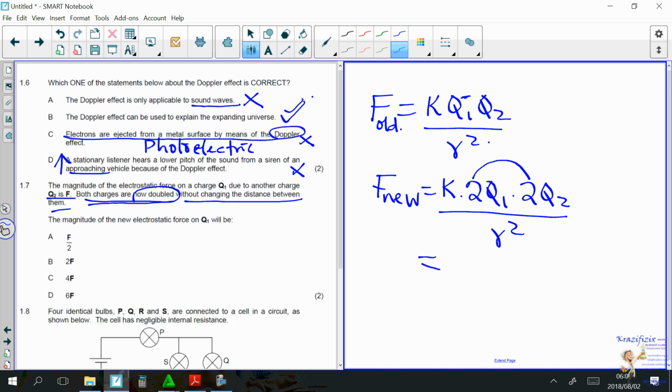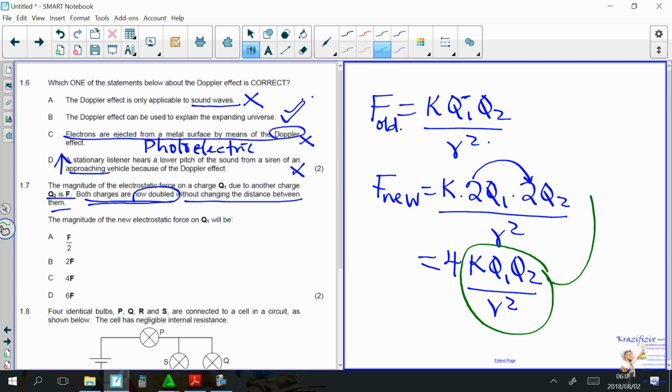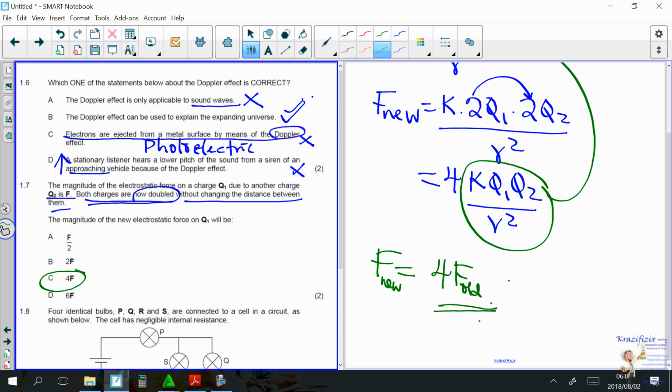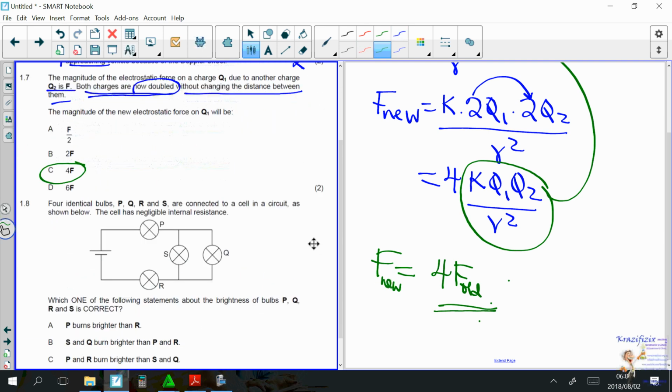Let's solve this. 2 multiplied by 2 would give me 4k Q1 Q2 over r squared. Do you notice that this now is equal to 4 times my F old? So what am I going to have? My new F will be equal to 4F, the old force, 4F. And my answer there is C. Correct? Good. You need to understand this because this is also applicable under universal gravitation. Now let's run to 1.8.